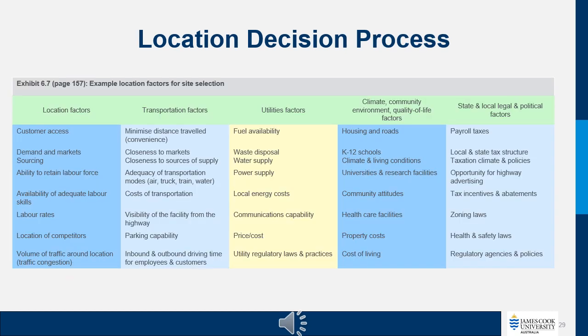You can see, as we mentioned, there are location factors, transportation factors, utilities factors, climate, community environment, quality of life factors, state and local and political factors here. Each of them has multiple factors that are very important when we are trying to select the location for our facility, either the manufacturing, the research and development center, or a cost center. So any facility that we're looking into, we need to look into these factors as well.